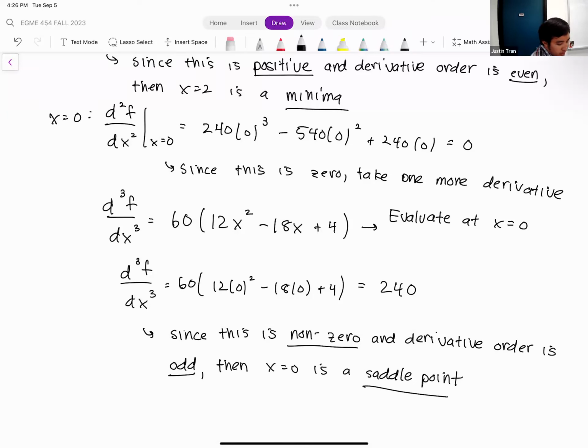Okay, so that example was a little bit more detailed, but I think we got to see basically all three cases here. We got to see what a maximum looks like, what a minimum looks like, as well as a saddle point. And so this is the methodology that you would follow for single variable cases. All right, any questions on this example here? Okay. All right, let's do one more example.